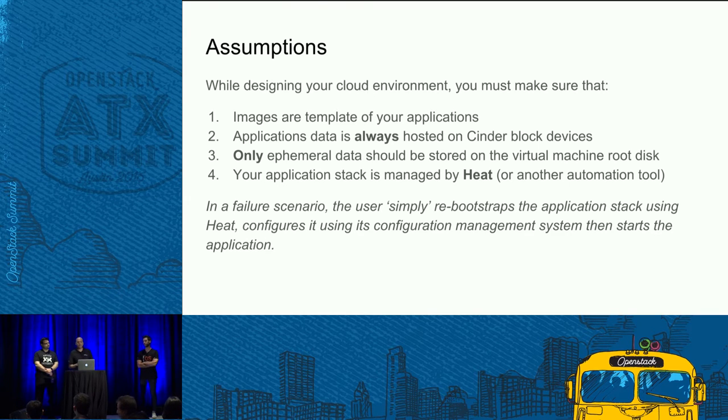Finally, the application stack is managed by Heat. We're using Heat in this example, but you can use any favorite automation tool, such as Ansible or whatever. In a failure scenario, the user simply re-bootstraps the application stack using Heat in our case, and configures it using the configuration management system so you can start the application on the target side. Now, keep in mind, site A is not identical to site B. Network topology may change, et cetera. So this is where configuration management comes into play to allow you to retweak the templates accordingly so you can replay the configuration on the target side. Of course, you have floating IPs to help you deal with it, but again, there are changes that need to happen.